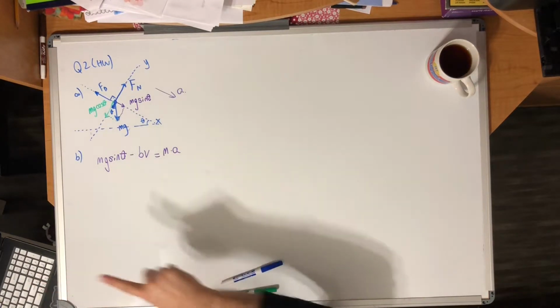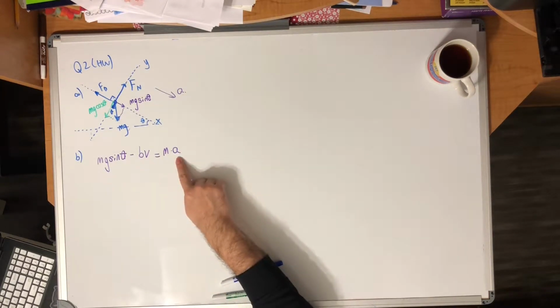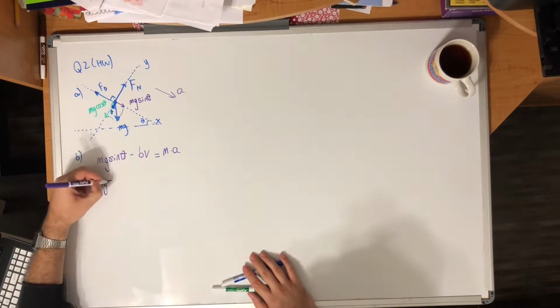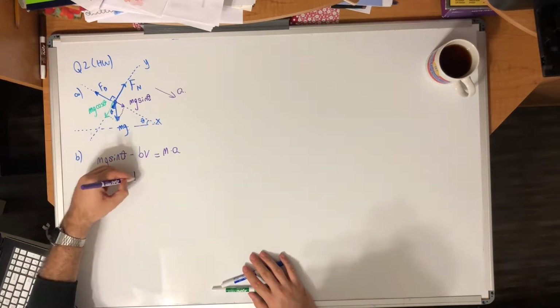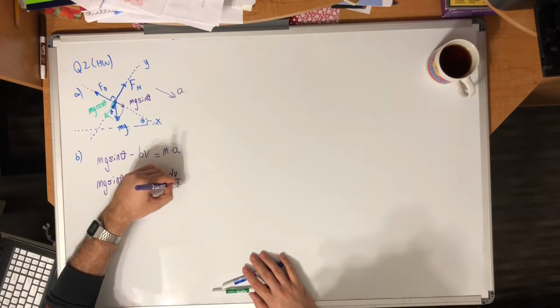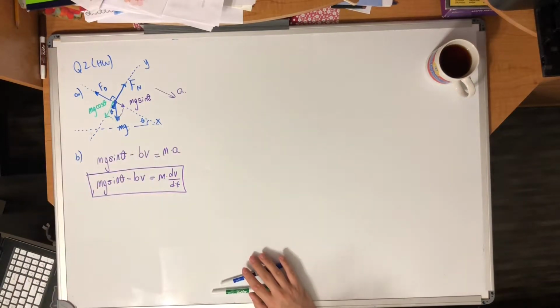And bv is going against that mg sine theta. Alright, so that is not the differential equation yet, because yes, I have v right here, but I don't have this a in terms of v. So all I need to do is mg sine theta minus bv equals m dv over dt. That's all I need to do. I replace this acceleration with dv over dt, so that is going to be the answer for part B.